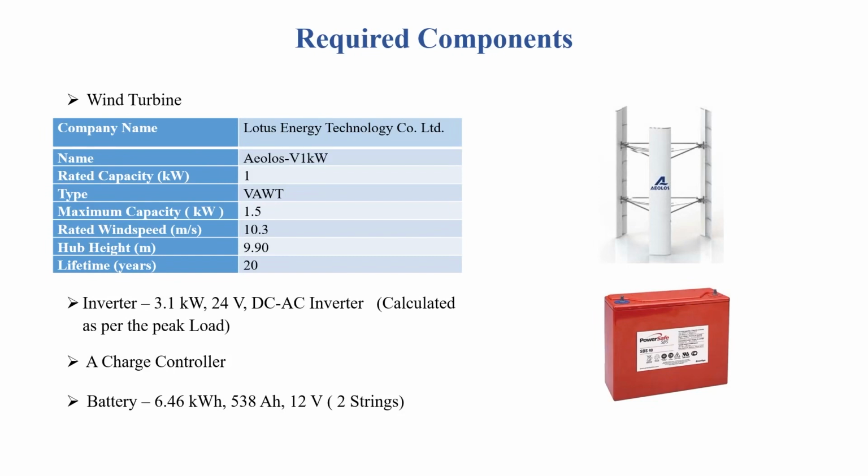Let's have a look at our required components. Following the previously described method, we have chosen a 1 kilowatt vertical axis wind turbine, because this type of wind turbine provides better output considering our location. Its rated capacity is 1 kilowatt, and to generate that power, we have to maintain the tower height of 9.9 meter and the wind speed of 10.3 meter per second. We need a DC to AC inverter of 24 volt, which we have considered as per peak load. We also need a charge controller and two batteries of 12 volt with the power of 6.46 kilowatt-hours.